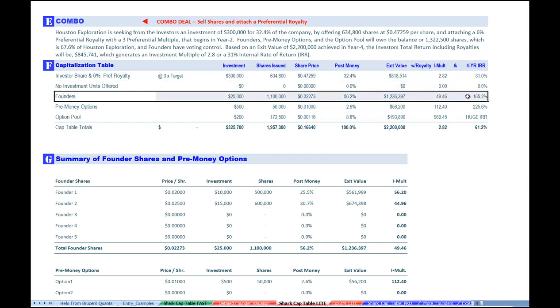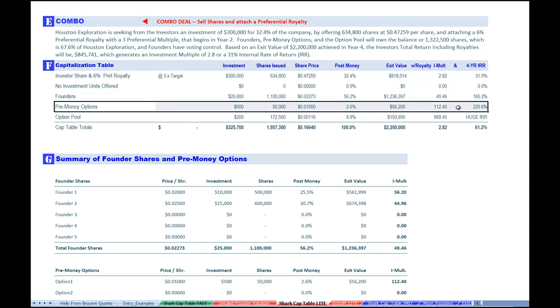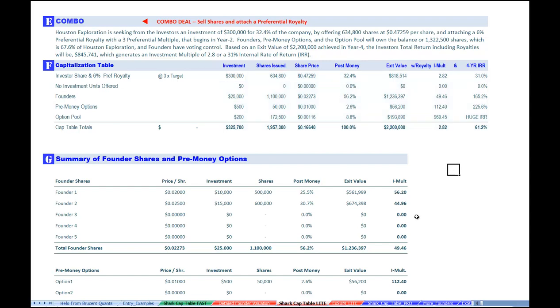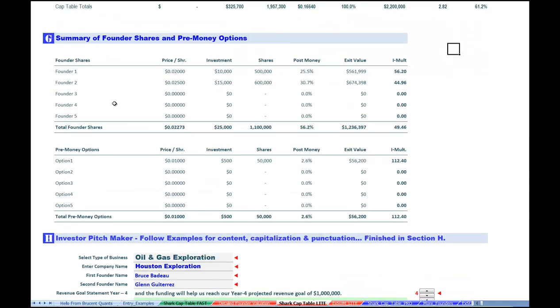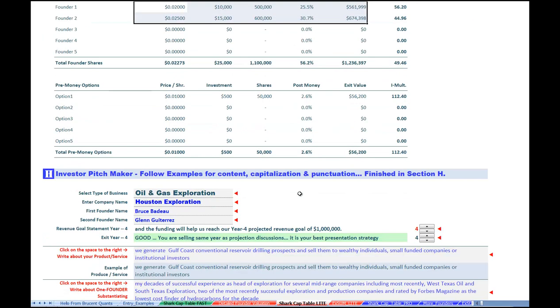All right, back to the cap table, folks. There's the founders, pre-money options, and so forth and so on. All this good data is right there for you to use. Now, let's go down and take a quick look at the summary of founder shares and pre-money options. There's the detail. Voila, presto, there's the detail for the options.